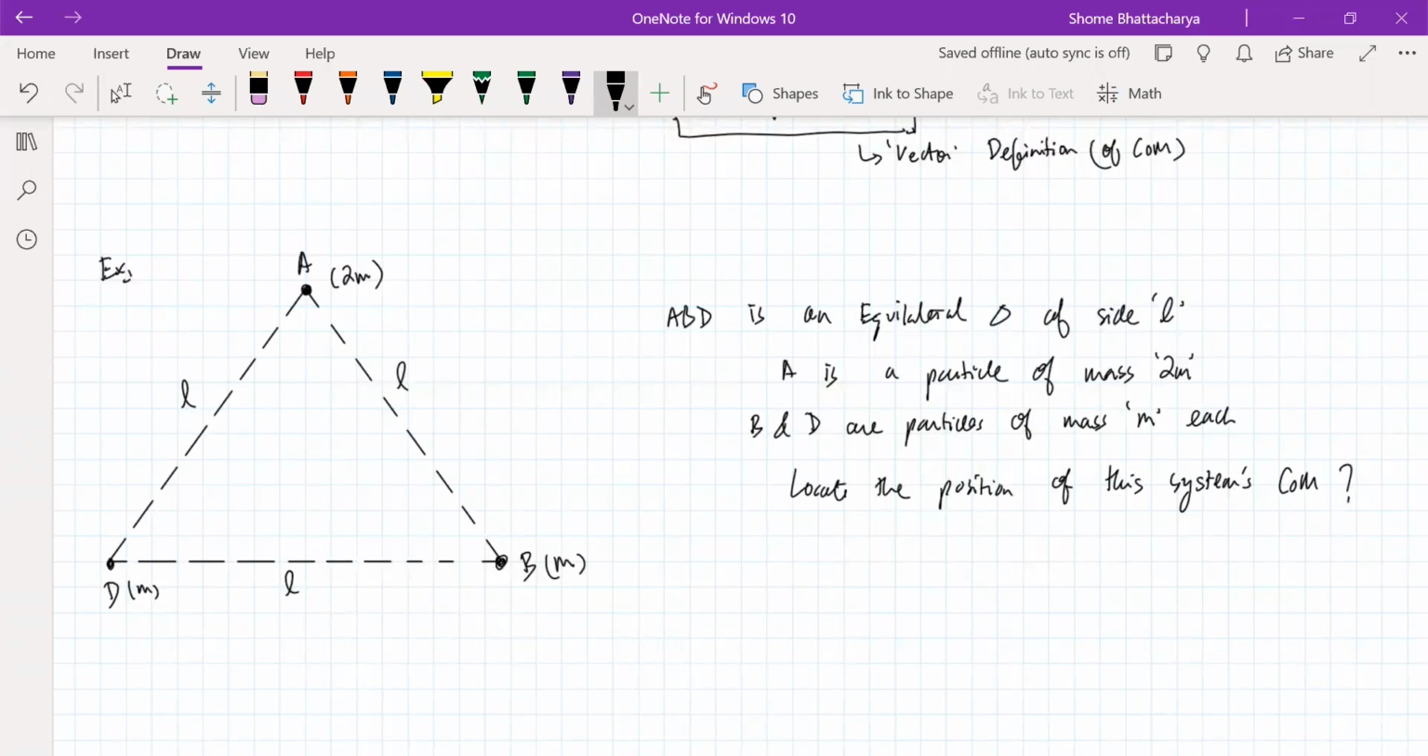But in this case, the masses are not the same. One of them is heavier compared to the other two. So the center of mass will in fact not be at the centroid. So you have to use that summation formula we have discussed above. You have to find it such that it's the weighted mean position of the three particles.